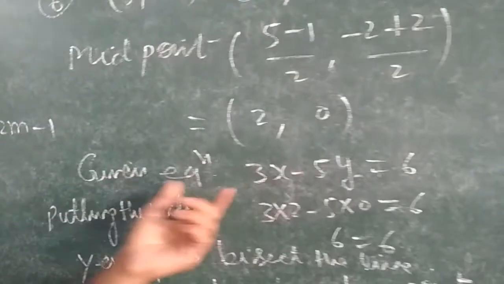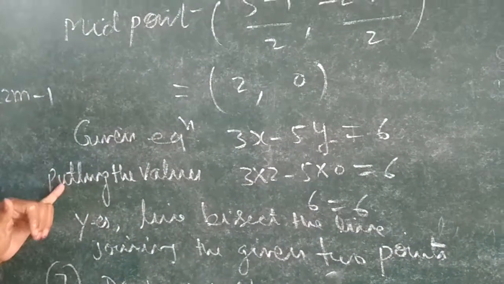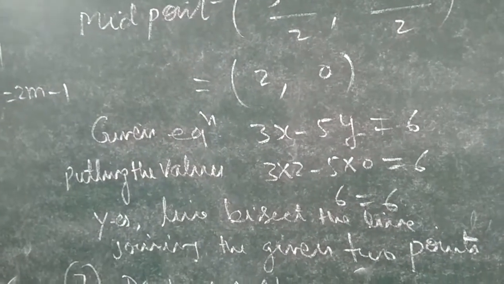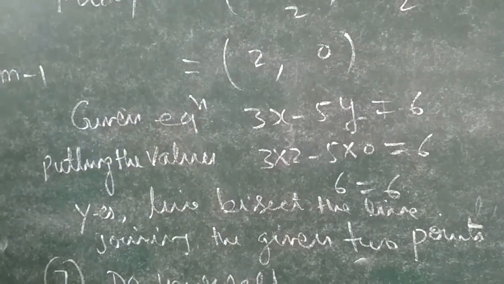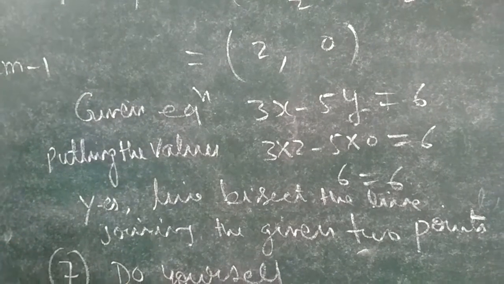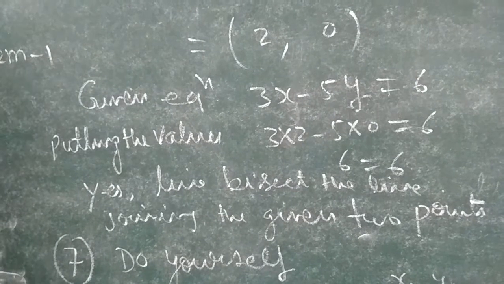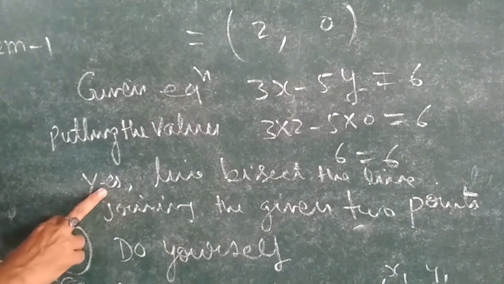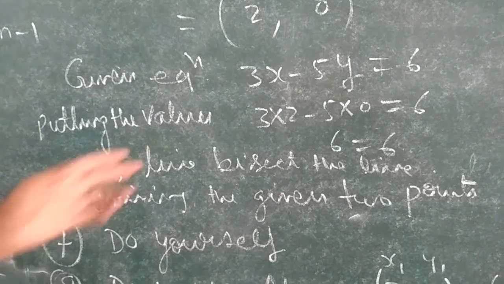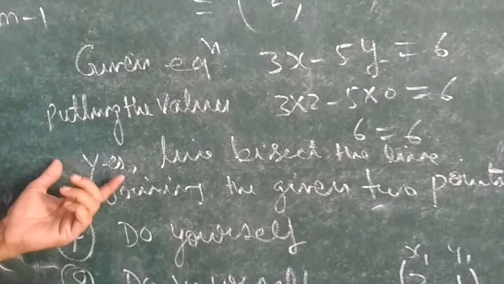And the given equation is 3x minus 5y equal to 6. Putting the values of x and y, here x equal to 2, y equal to 0, we put in the given equation, and then on solving we get 6 equal to 6. So we see that left hand side and right hand side values are the same. Therefore you can say that this line bisects the line joining the given 2 points. And here you write your answer as yes.